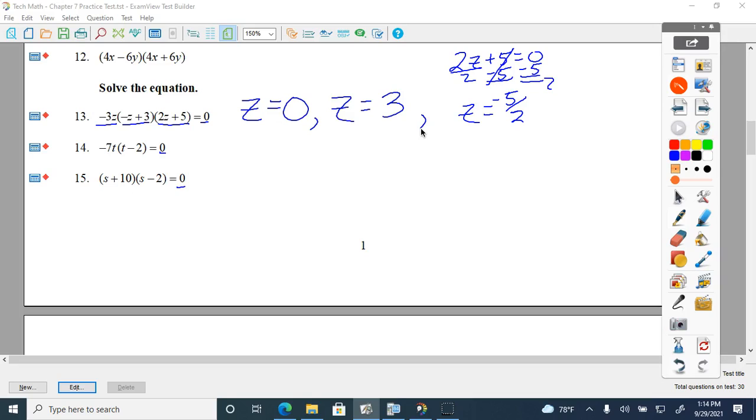Okay? I don't know why I made that 2 negative there. Sorry. There we go. All right, negative 5 over 2.